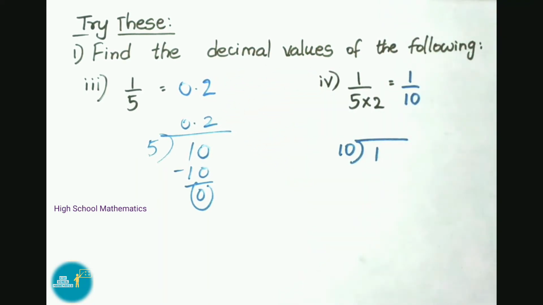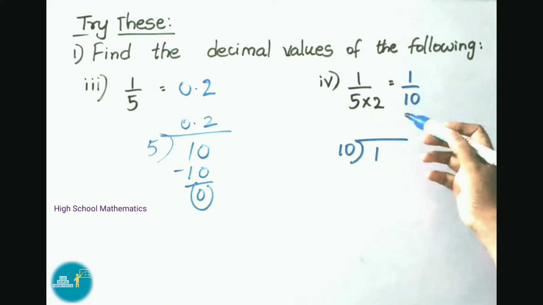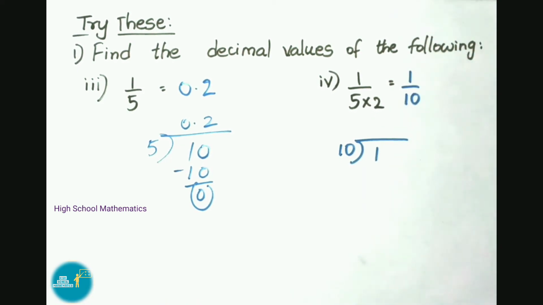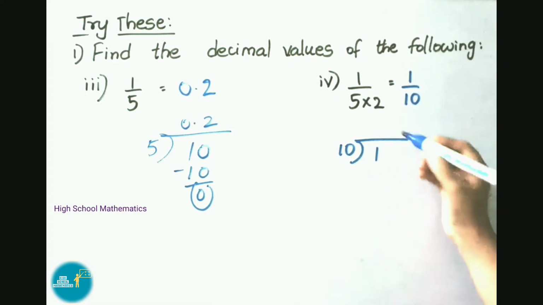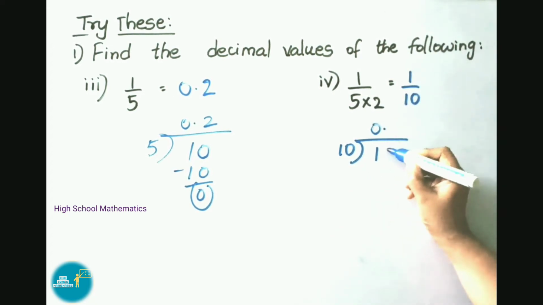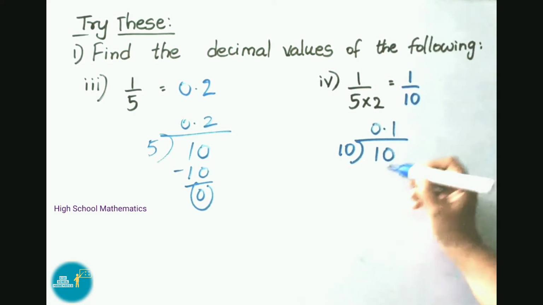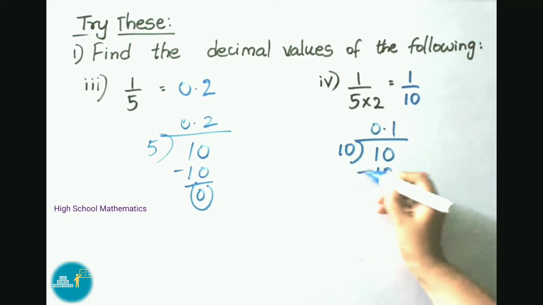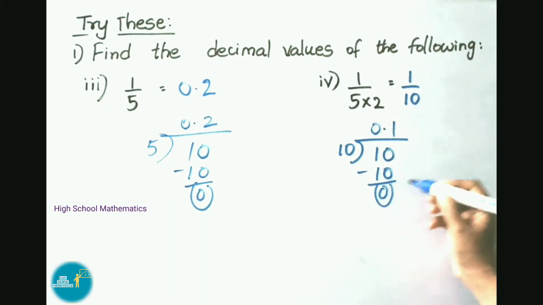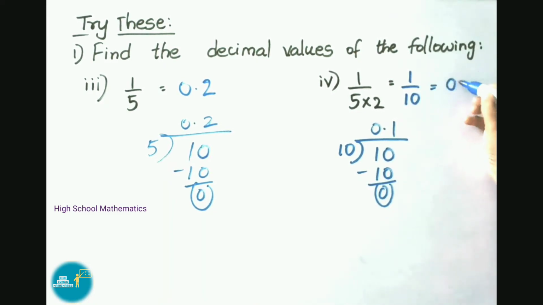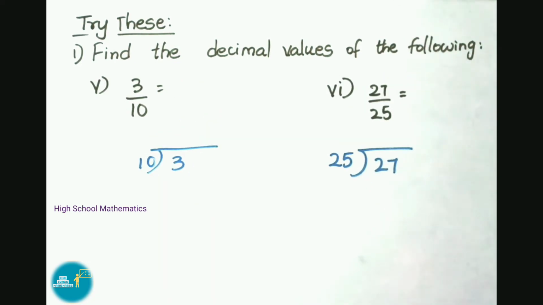See now fourth sum, 1 by 5 into 2. That equals 1 by 10, since 5 2s are 10. That means we have to divide 1 by 10. 1 is less than 10. So keep 0 point here and add a 0 here. Now the number is 10. 10 table, 10 ones are 10. So 10 minus 10 remainder is 0. So our answer here is 0.1. See now fifth sum, 3 by 10.